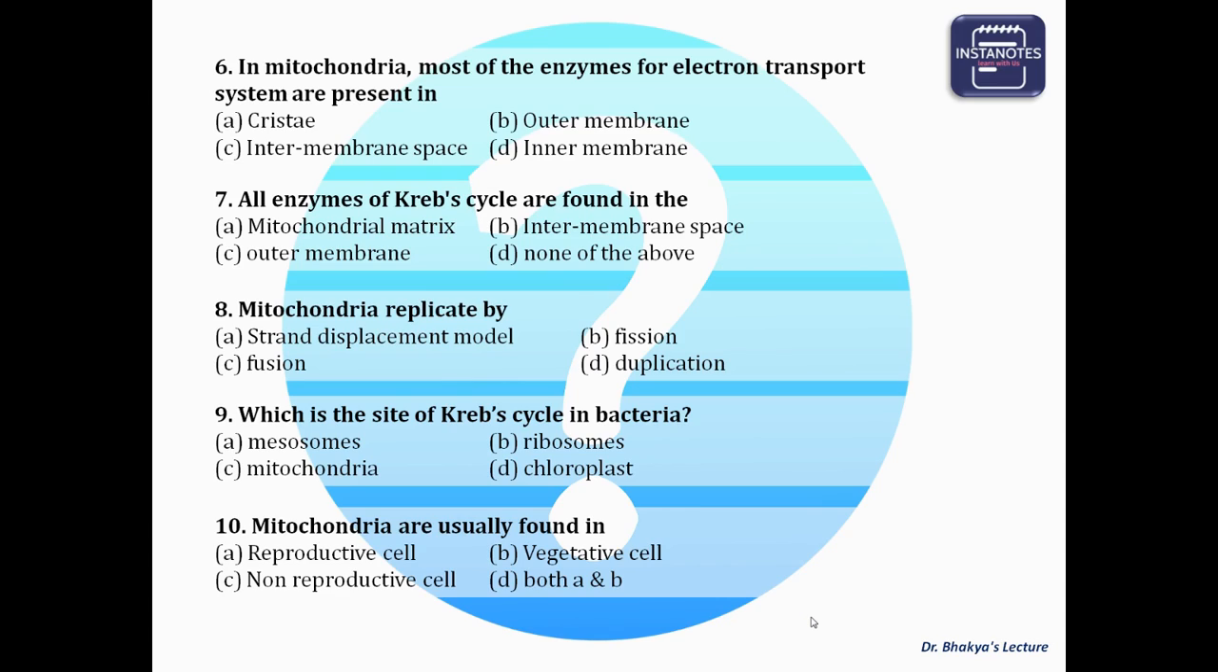Mitochondria are usually found in, yes, both A and B. It is present in reproductive cells as well as vegetative cells. If you have listened to our lecture very carefully, you can answer all these questions very easily.